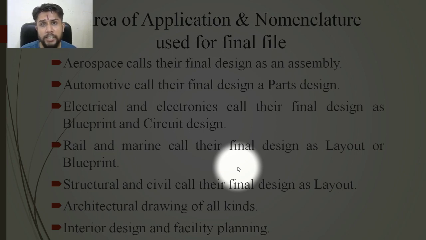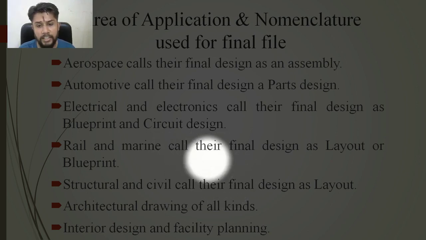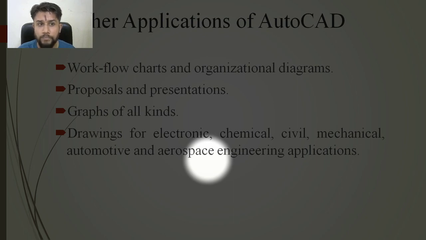The nomenclature used by professionals varies with their application or area of work. Aerospace engineers call their final design an assembly. Automotive calls their final design a part design. Electrical and electronics engineers call theirs a blueprint or circuit design. Rail and marine professionals call their final design a layout or blueprint. Structural and civil design engineers call theirs a layout. Architectural drawing of all kinds is available. Interior design and facility planning are also available, and they also call their final design a layout or plan view.